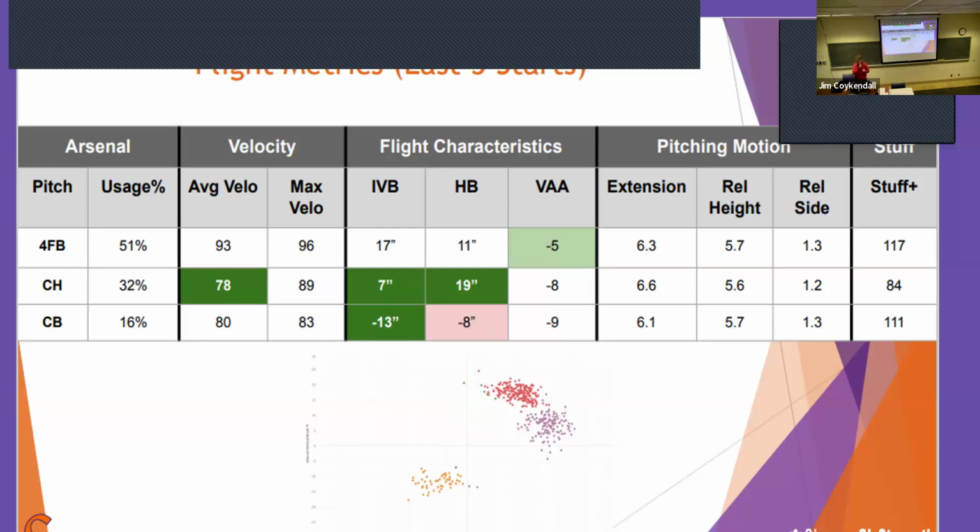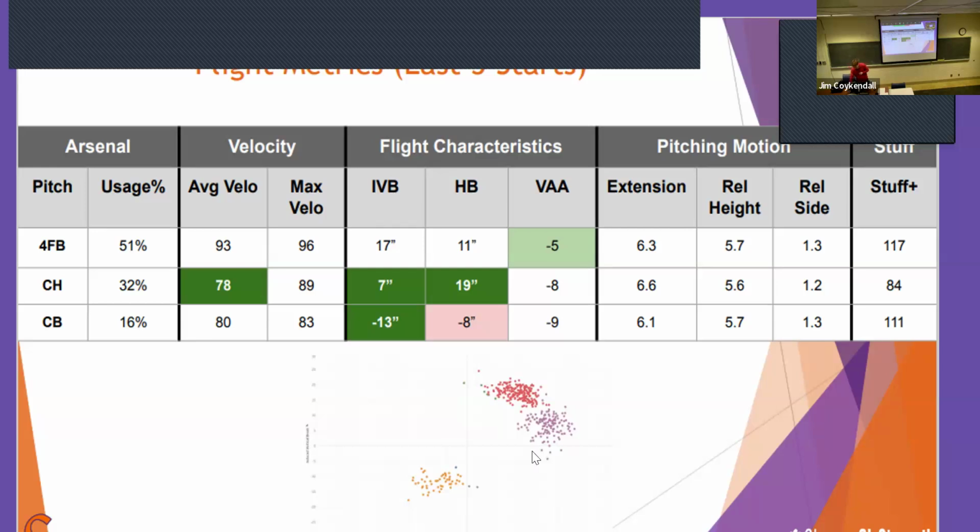I already talked about break and horizontal break. VAA is vertical approach angle, which is the angle the ball takes as it's coming over the plate. Extension is how far away from the mound you're releasing the ball, and release height and release side is where, like the height, you're releasing the ball from. And I just think it's pretty cool. This is pretty good for the coaching staff to give the players the most updated information on what they should expect to see from guys out there on the mound.